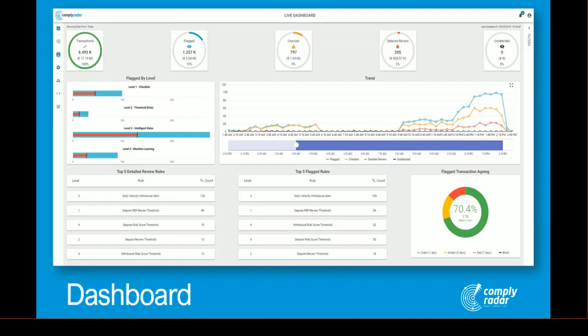Then we have this box over here which is saying flagged by level, which can depict the layers that we showed before, what each layer is capturing. So I might say, all right, I have a particular layer which is flagging much more than the others. Is it right? Is it wrong? Is it because it's much better, or is it because maybe it needs to be fine-tuned a bit because it's raising too many suspicious transactions? So it gives you a feel of how many suspicious transactions are being raised by each of the levels that we mentioned before.